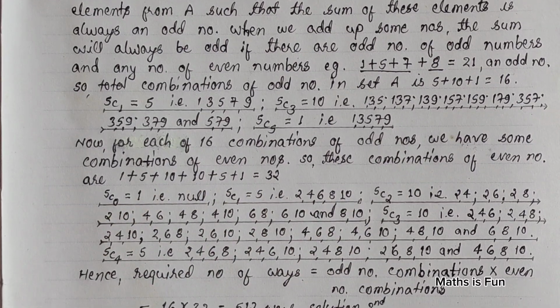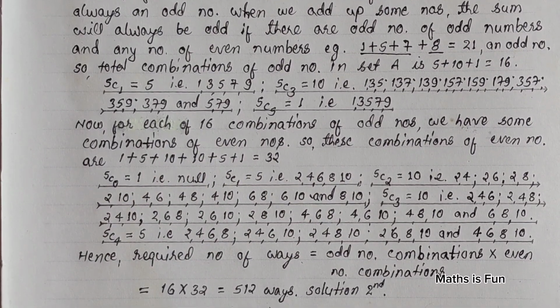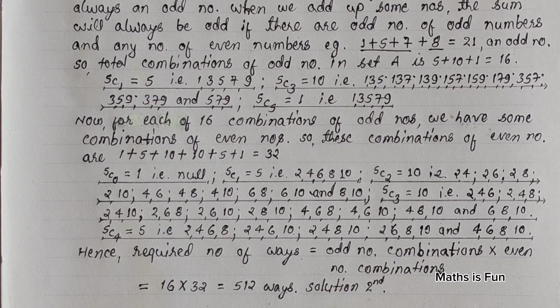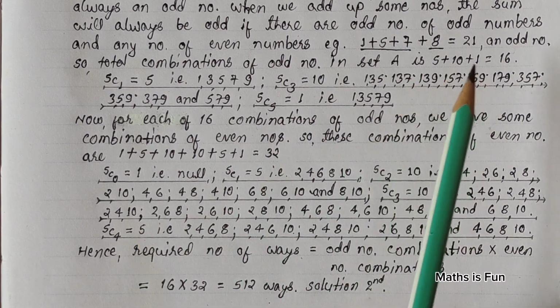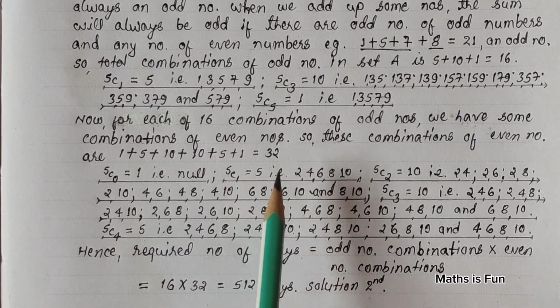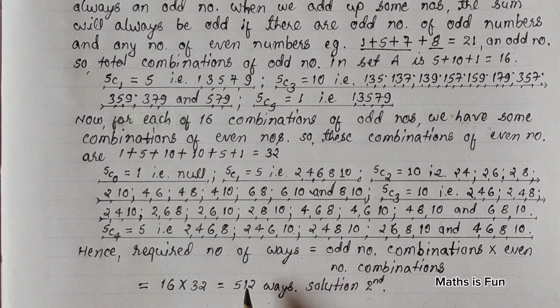Hence our required number of ways will be odd number combinations into even number combinations. So our odd number combinations were 16 and our even number combinations were 32. So 16 into 32 will be 512 ways. Hence our answer is that subset B can be formed in 512 ways.